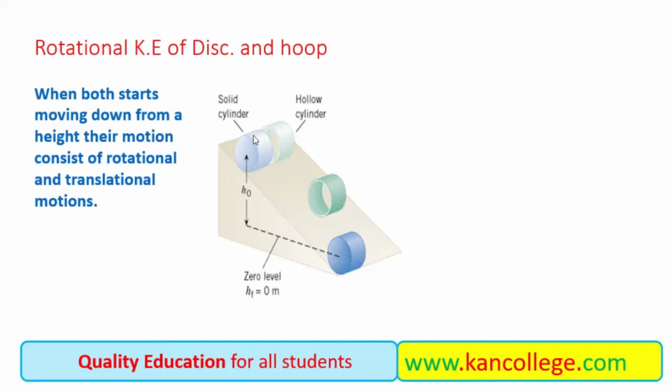The energy associated with motion is known as kinetic energy. So there are two types of motions and two types of kinetic energies: one is rotational kinetic energy and another is translational kinetic energy. For both bodies, the disk also has rotational kinetic energy and translational kinetic energy. Similarly, the hoop will also have rotational kinetic energy and translational kinetic energy. What is the rotational kinetic energy of a disk?